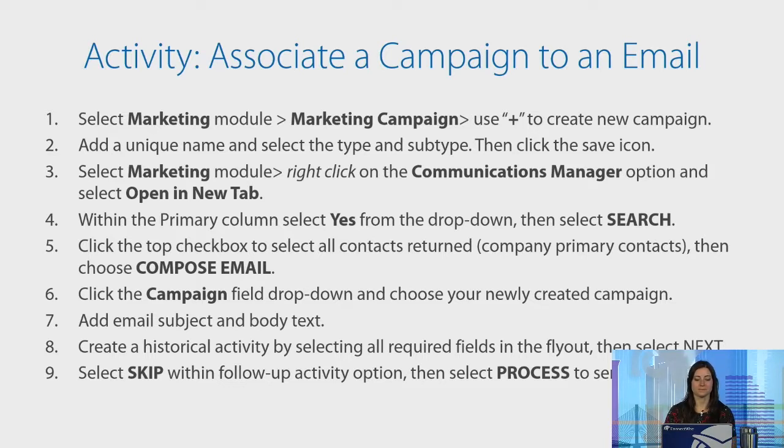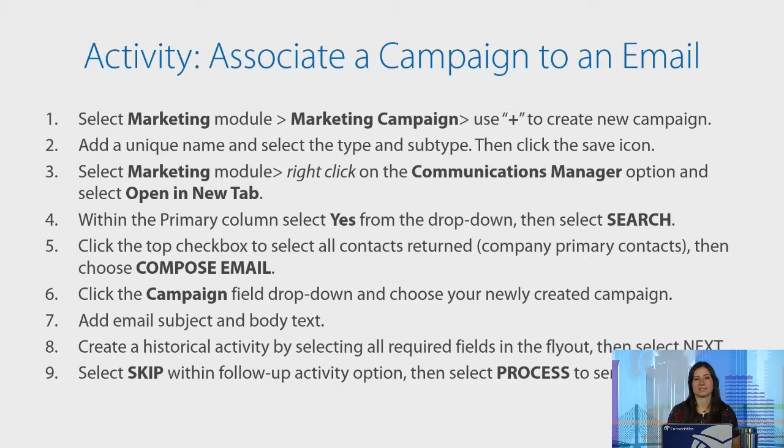Then, within the marketing module, I say right-click, just so that we can review both these screens at the same time. Right-click and open the communications manager in a new tab. We're going to find all of our primary contacts using that primary column drop-down. If you don't see the primary column, it might be hidden, so just scroll to the far right and see if it's listed there for you.